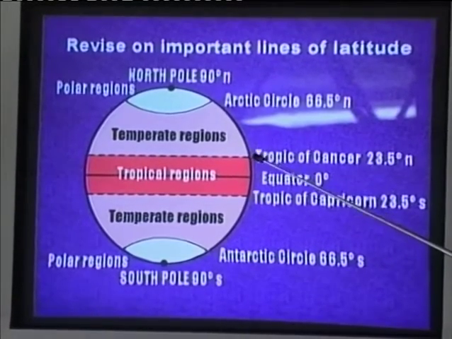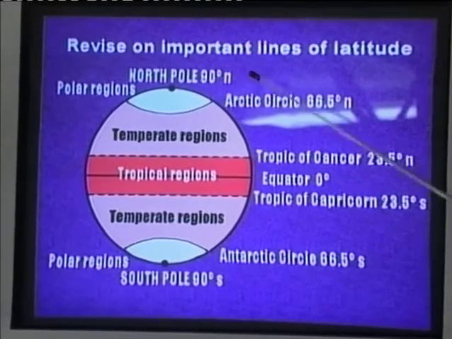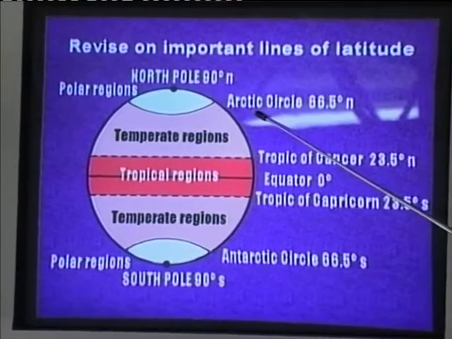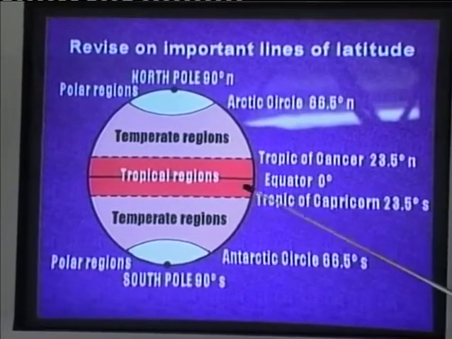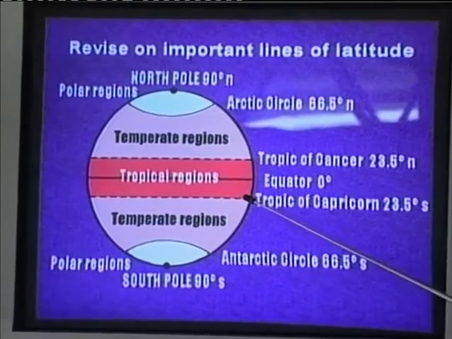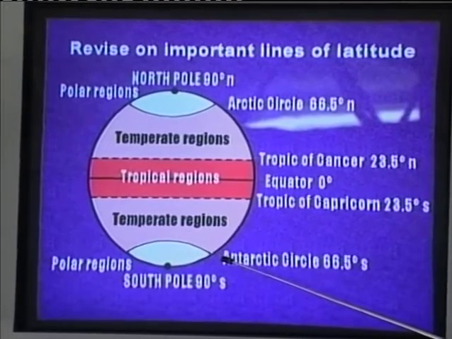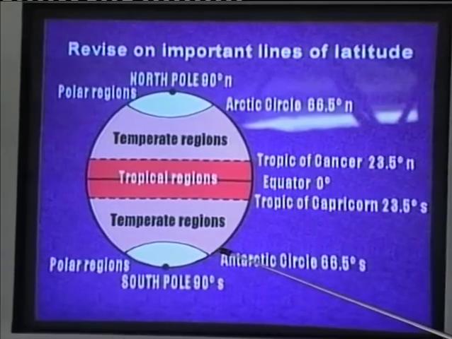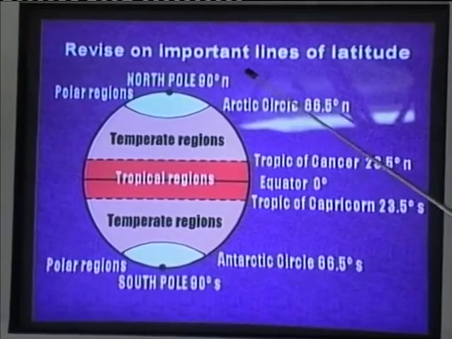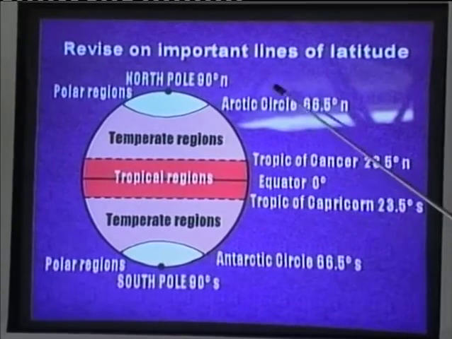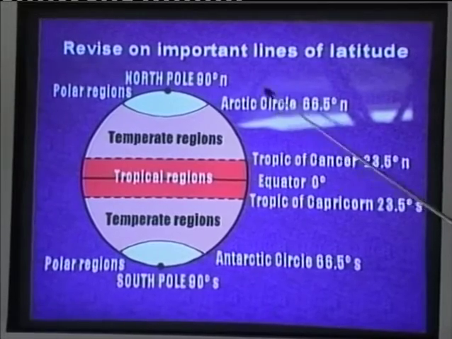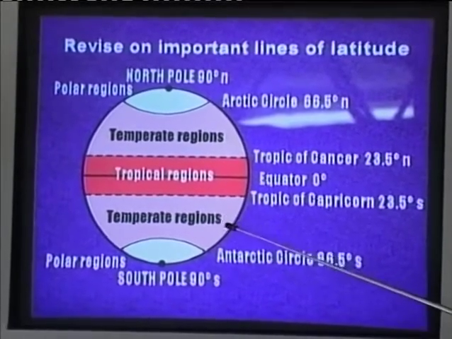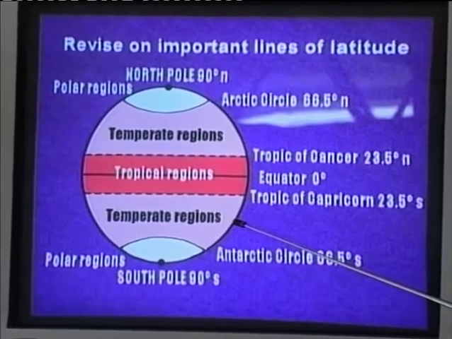Okay, we move further north from the Tropic of Cancer. We come to the 66.5 degrees to the north, which is the Arctic Circle. And in the south, from the Tropic of Capricorn to 66.5 to the south sits the line, the Antarctic Circle. Any area that is found within 23.5 north to 66.5 north and 23.5 south to 66.5 south is said to have temperate climates.